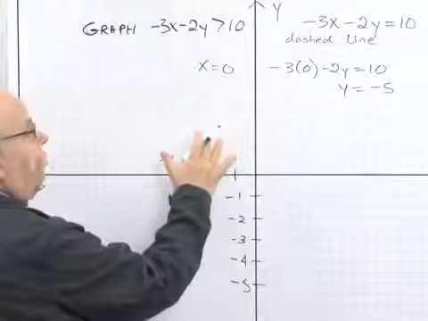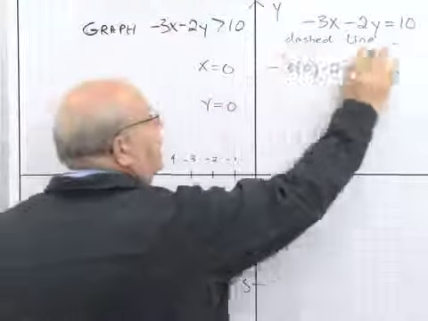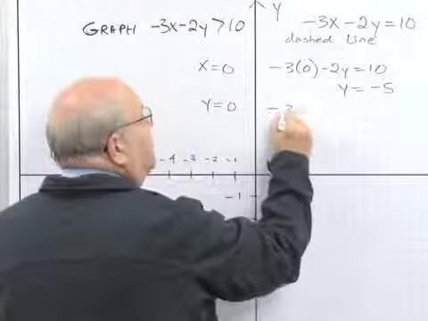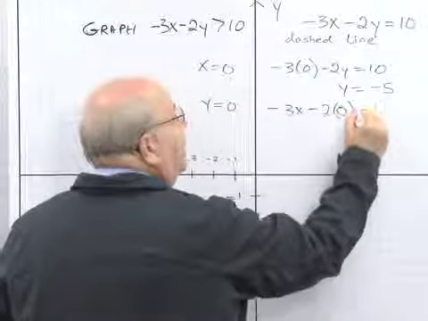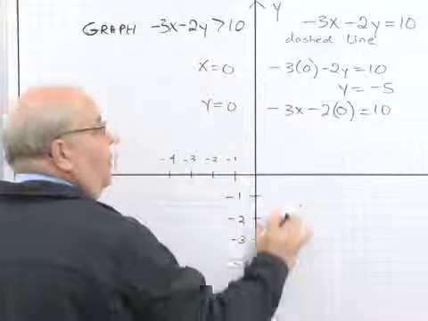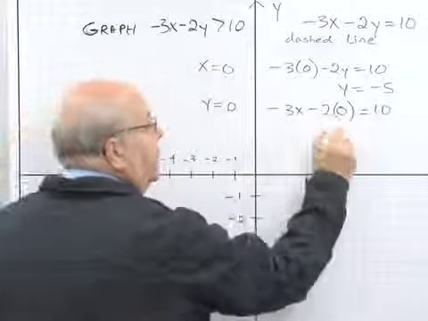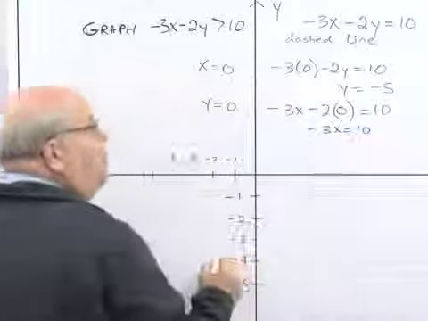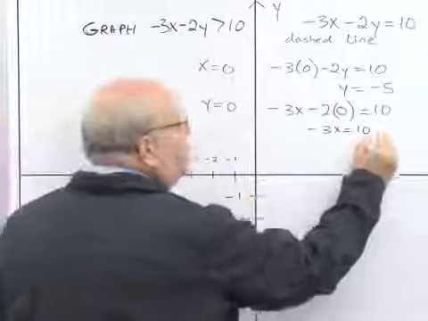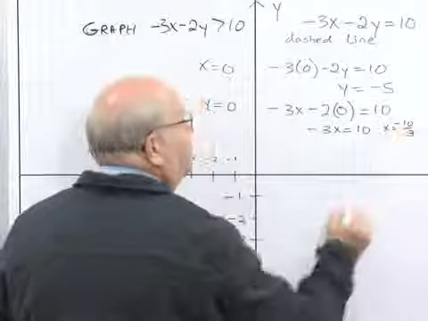Next, we're going to try a value y equals 0. So we're taking this equation, minus 3x minus 2y, and we're replacing y by 0. So we have minus 3x minus 0 equals 10, or minus 3x equals 10. When we solve for x, we're going to get a fraction, x equals negative 10/3.